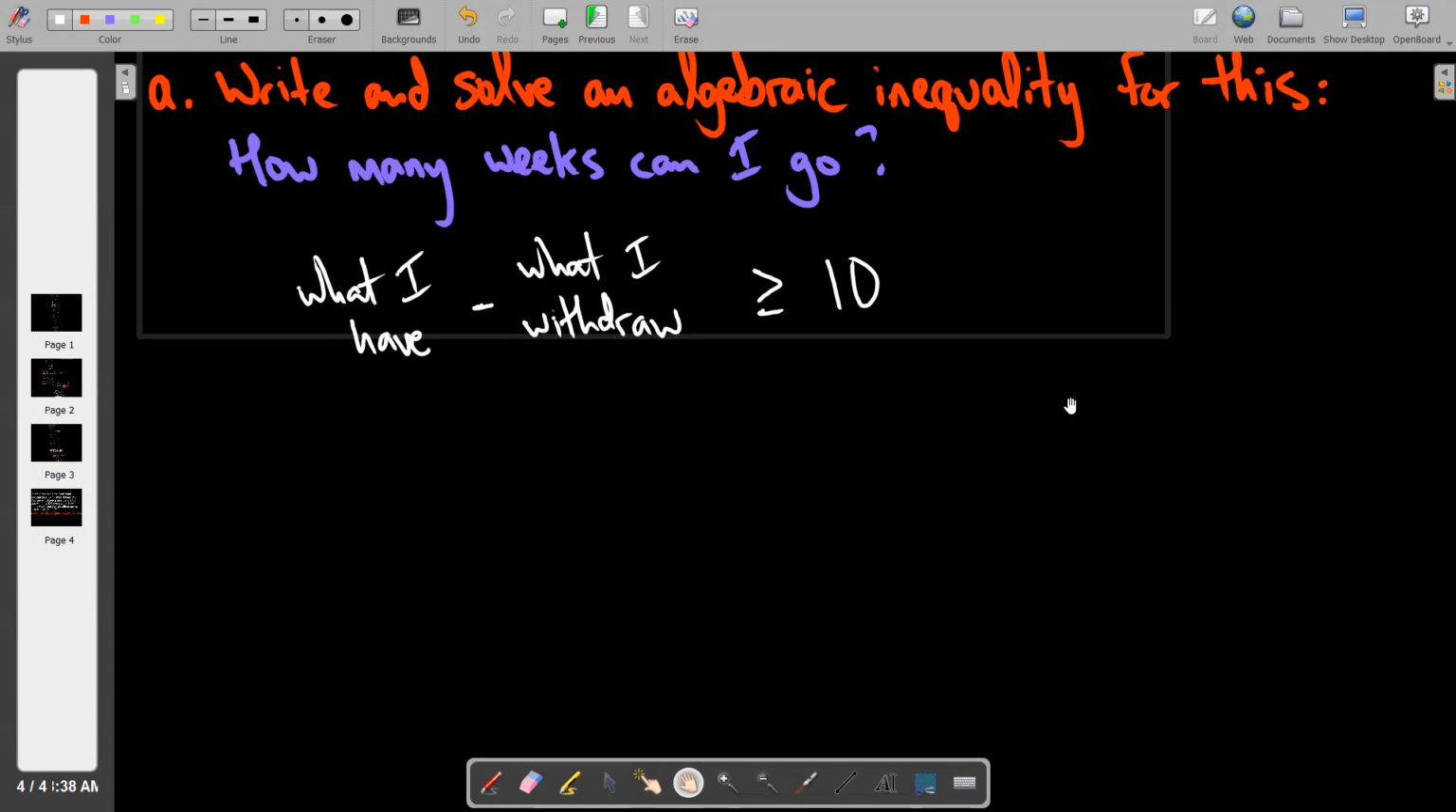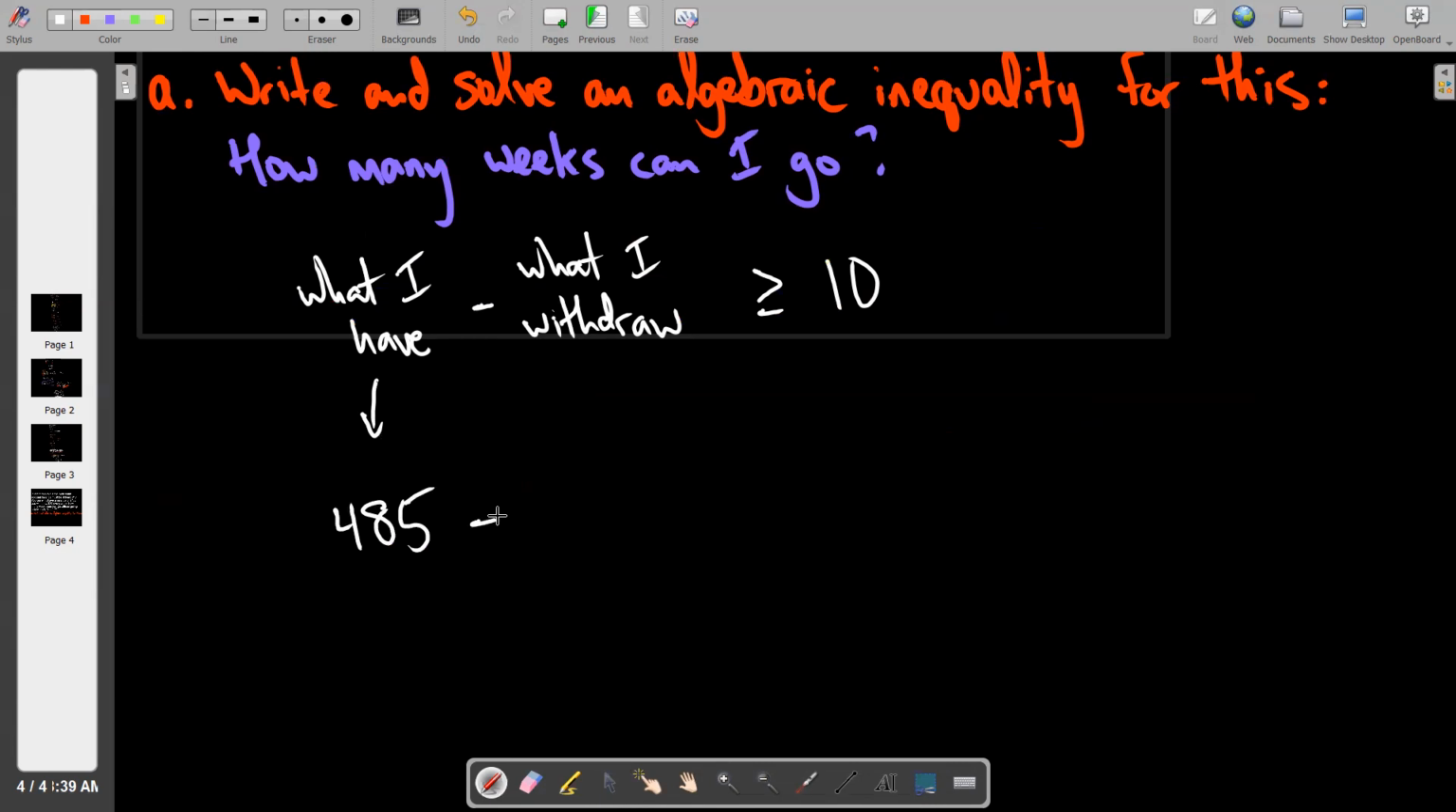So we all agree with the situation. What I have minus what I take has to stay at or above 10. So what do I currently have in my bank account? So I'm going to change what I have into 485.